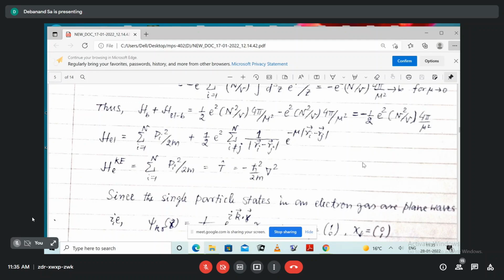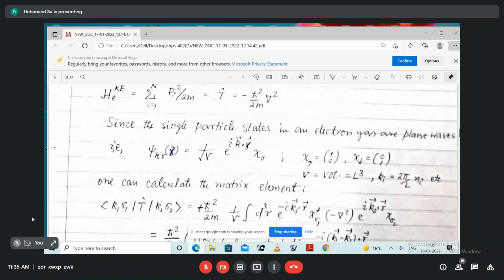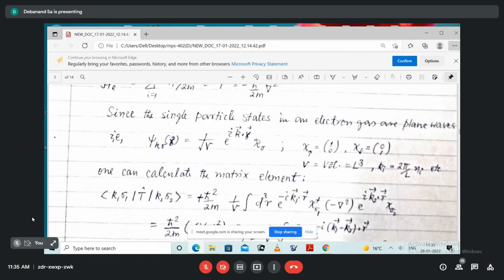And the states we have used are plane waves, 1 by root V e to the power ik dot r. And I can put a spin wave function also, because the spin wave function is just a tensor product with respect to this. The orbital part and the spin part don't talk to each other, so there's a tensor product, and this is going to be silent because your Hamiltonian doesn't have spin, unless I come back to electrons. So these I have already written down.